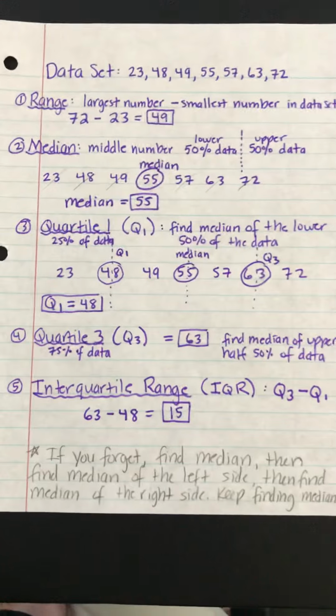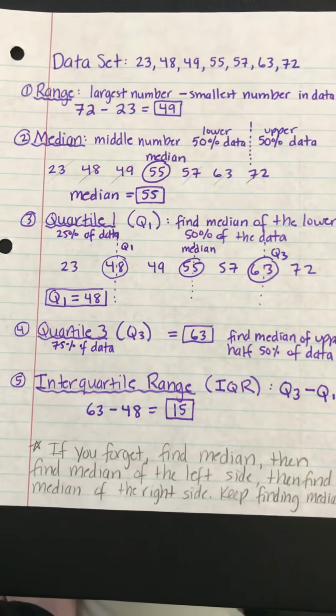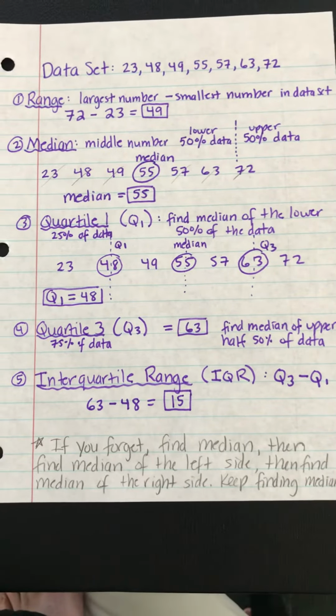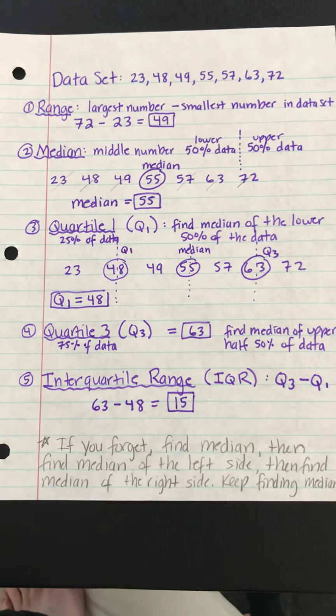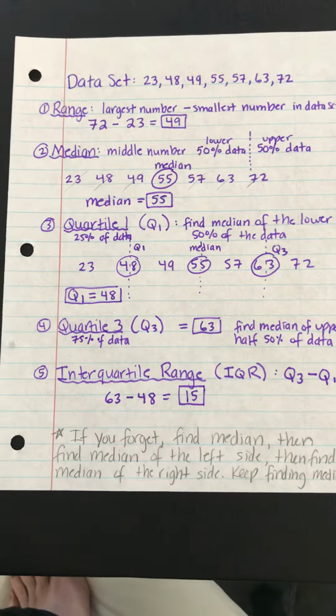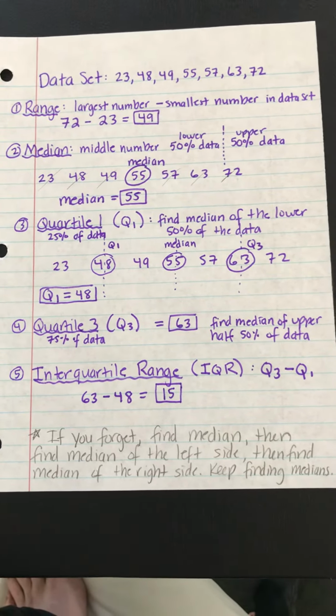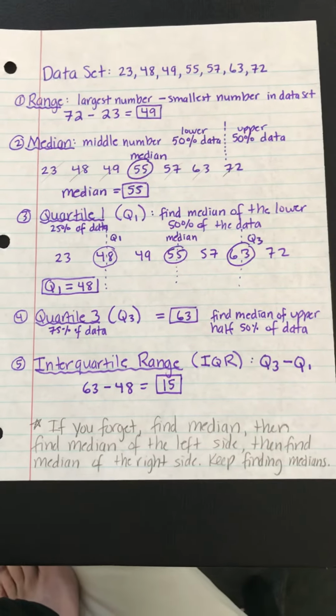If you forget what to do in all this, just find the median, then find the median of the lower half of the data, and then find the median of the upper half of the data. What that does is split the data into 4 equal sections. Each section is a quartile, or 25% of the data. Okay.